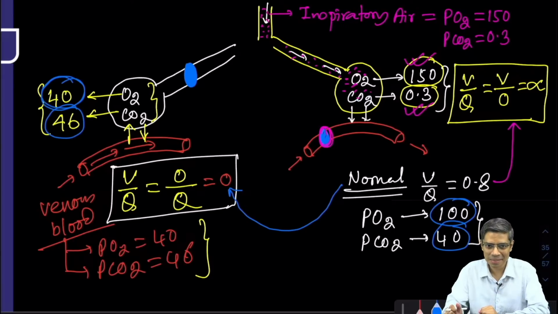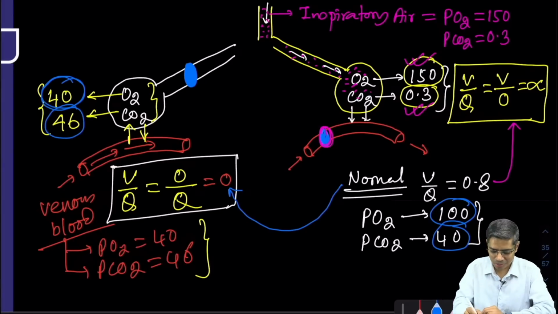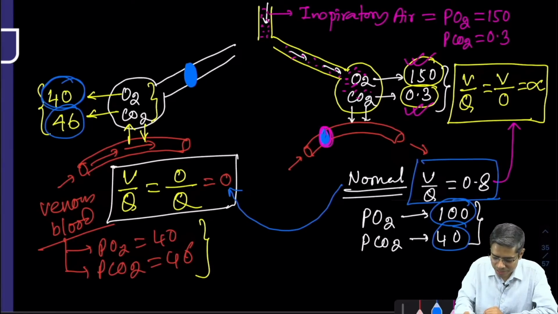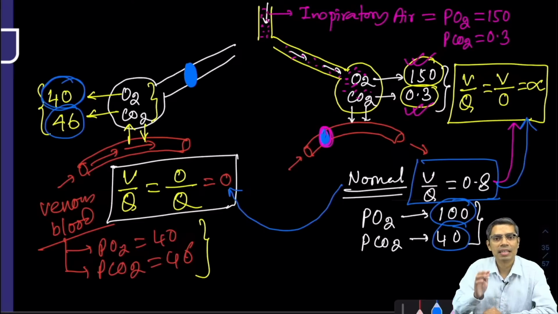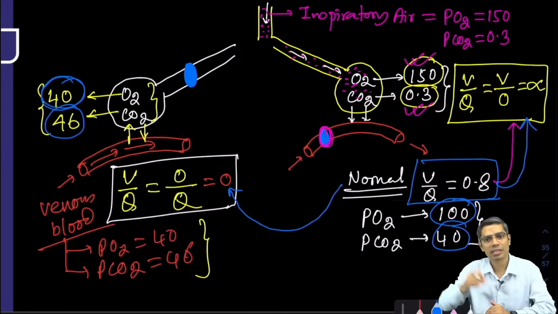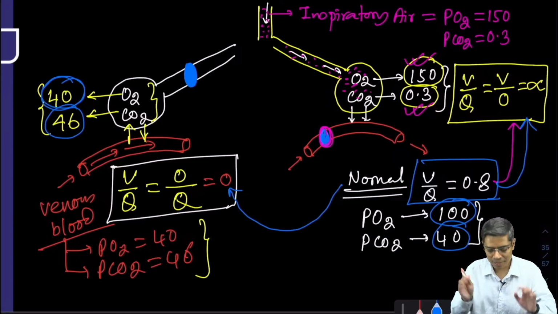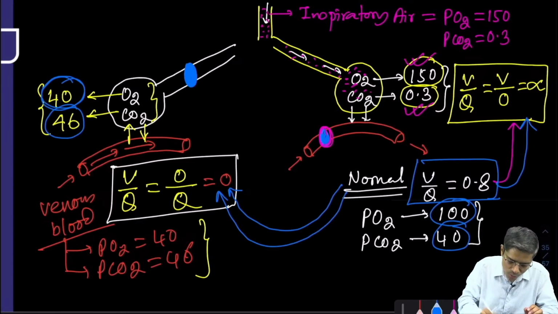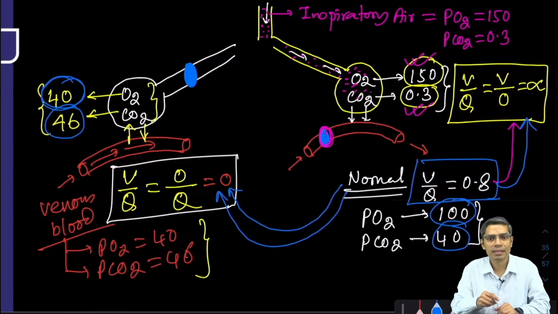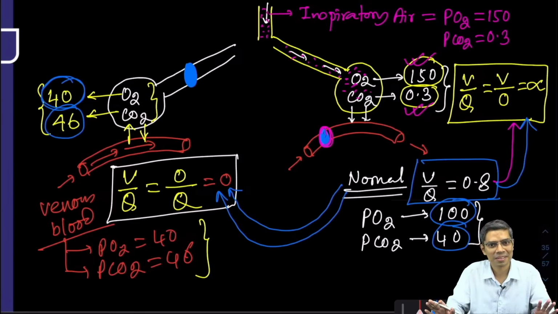Are you getting the gist? If the VQ ratio from normal is rising towards infinity, then oxygen will rise in the alveoli and carbon dioxide will decrease. More rise, more increase. Maximum is 150. And if the VQ ratio is decreasing towards 0 from normal, then oxygen will reduce and carbon dioxide will increase. Got it?